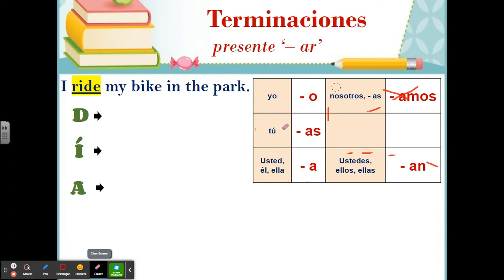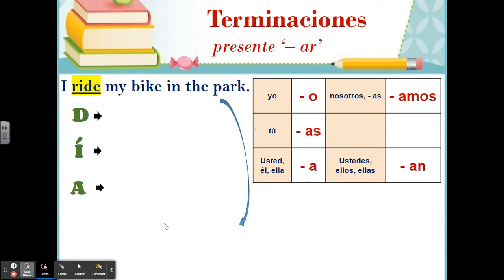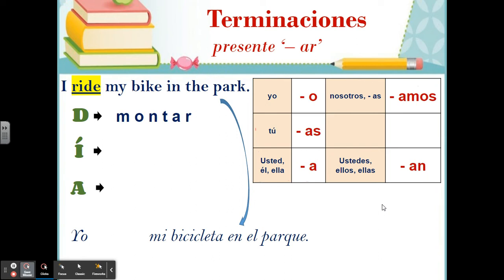Okay, so now, I ride a bike. Hopefully, and this is why I was always picky about this, it's not bicicleta. Bicicleta is the bike. It's not the activity, okay? It's obviously not bicicleta. But I ride a bike. It should be yo blank en mi bicicleta. And hopefully you know ride as montar. You drop your ending, your ending being the AR, the ER, the IR. Montar happens to be an AR verb, so drop the AR.